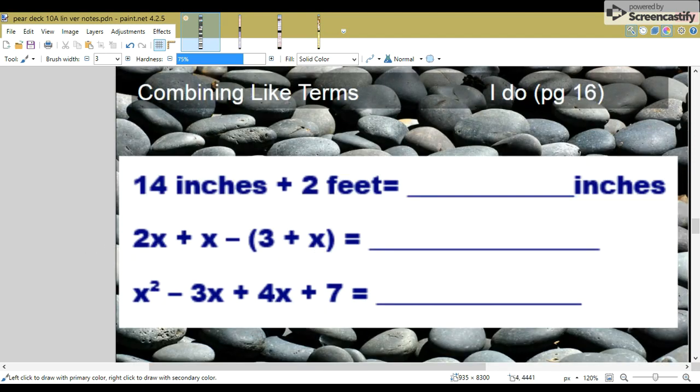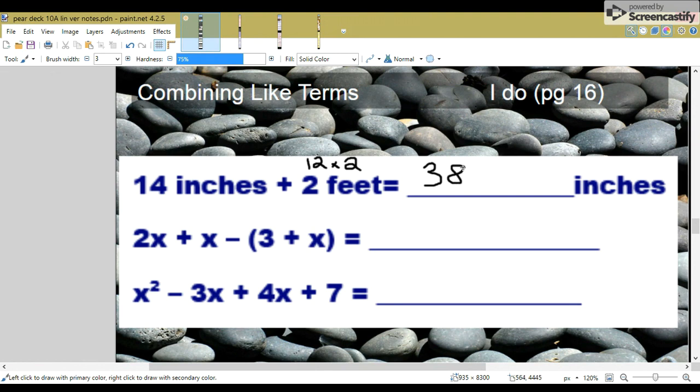Combining like terms. Write this on your Pear Deck foldable. 14 inches plus 2 feet is how many inches? Well, there's 12 inches in each foot. So we have 12 times 2 here. So we have 24 plus 14.